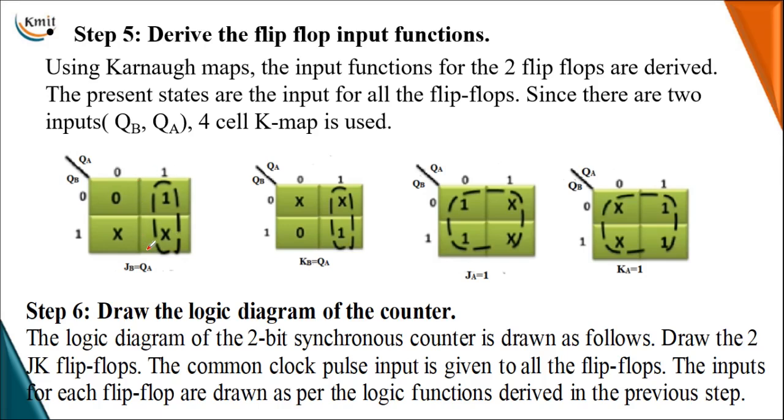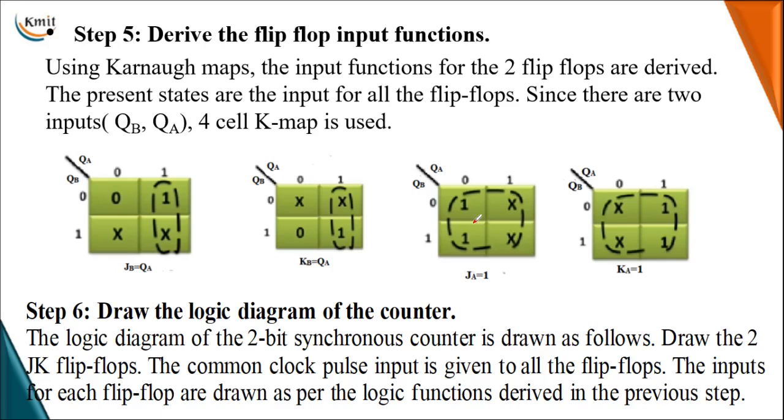So here, we used only one don't care to cover the minterm, so one pair. QB is different for these two minterms, hence it does not come into the product term. Only QA is logical one, hence it is represented with QA. KB also has one pair, and QA is the common variable for these two minterms. I have used the don't care to cover the minterm, so KB also equal to QA.